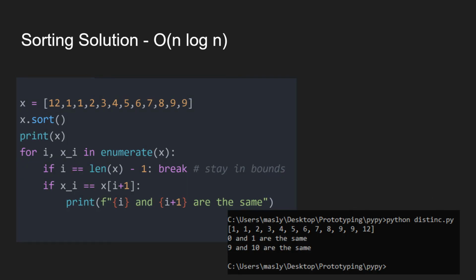Another way to solve this is first to sort our list and then go through each consecutive pair and compare them. If they are the same, answer no. But if we got to the end, answer yes, all elements are distinct. Here's the algorithm for the Python solution.